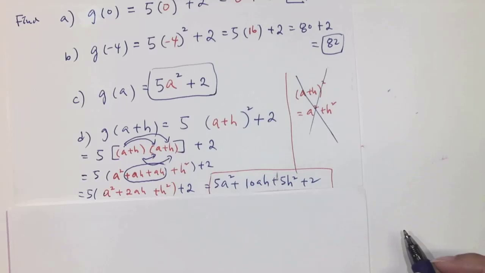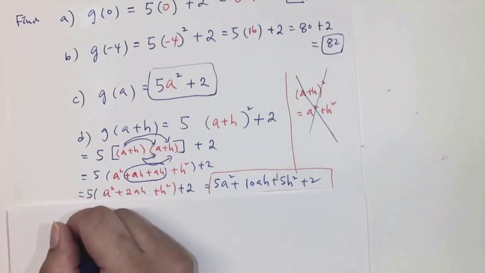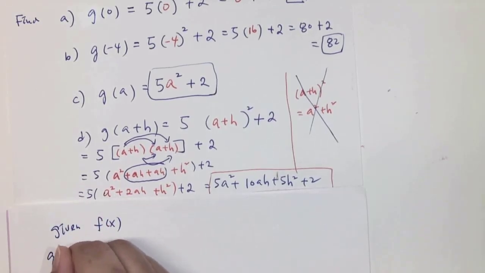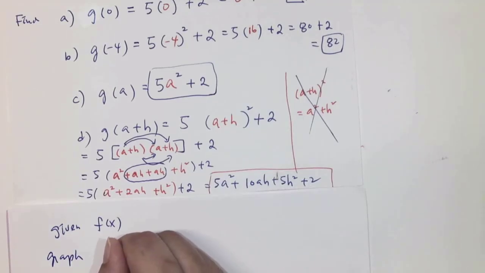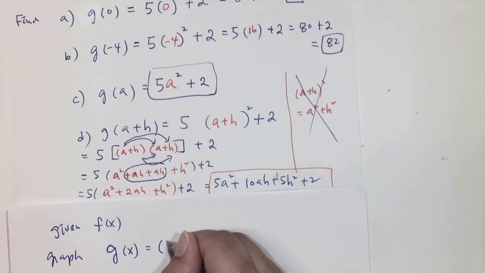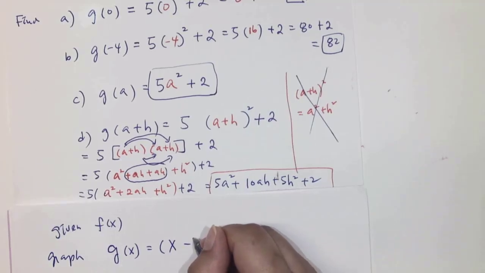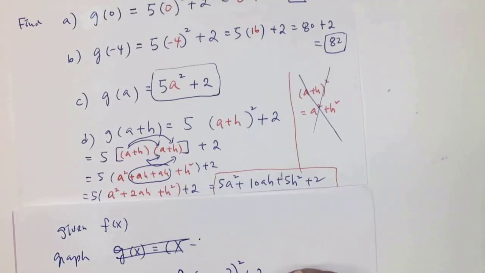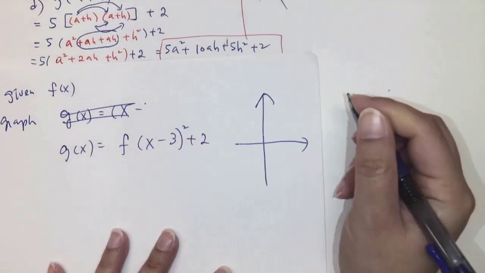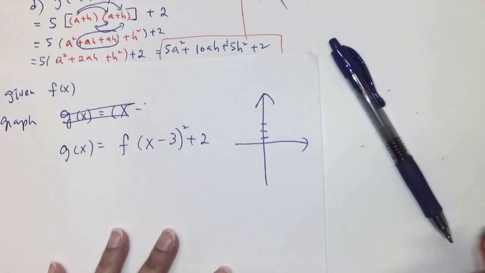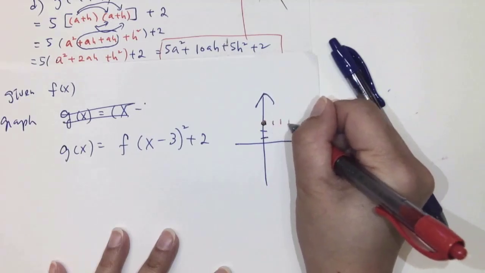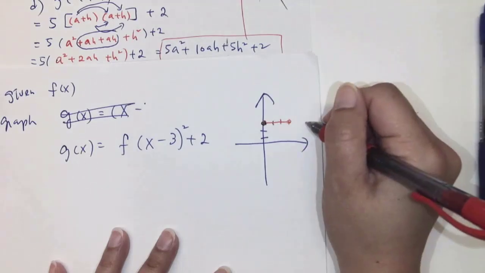So we also need to look at the transformation stuff. They are going to give you f of x, and then they want you to graph g of x equal to f of (x minus 3) squared plus 2. So they're going to give you some kind of graph. Say 1, 2, 3 here, and then 1, 2, 3 like here.